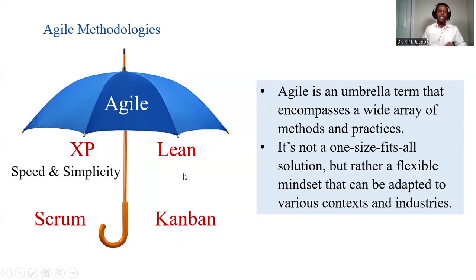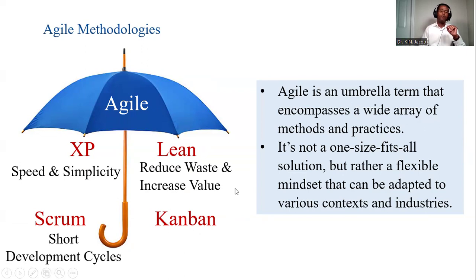XP basically focuses on speed and simplicity. Lean focuses on reducing waste and increasing value. That means if it's not contributing to the project deliverable, you don't focus on it.